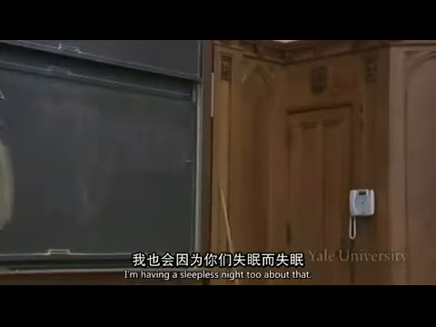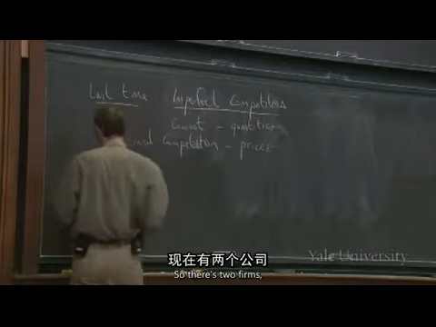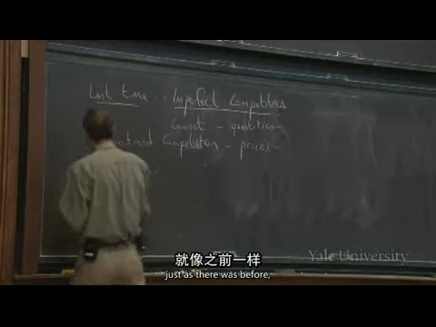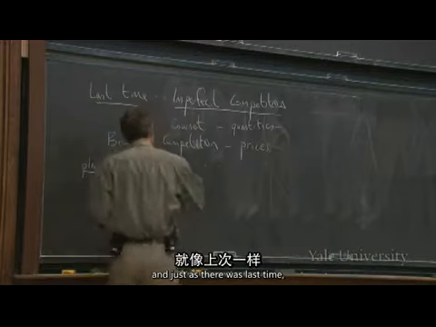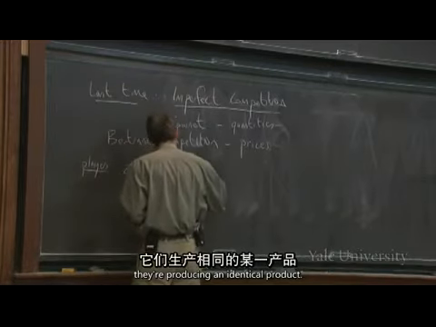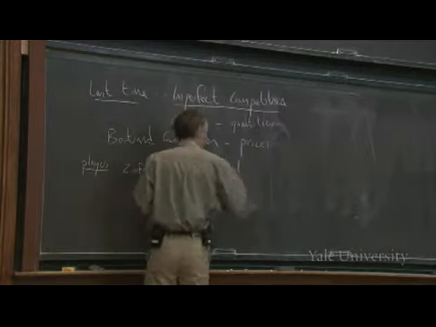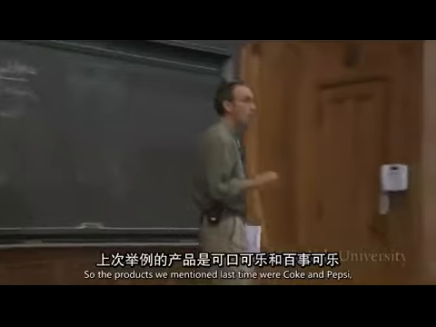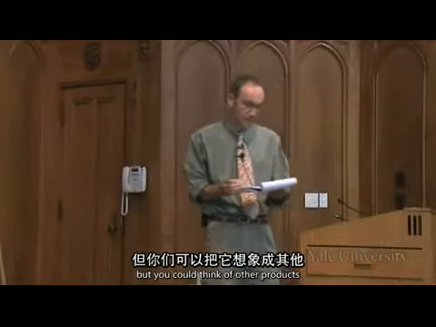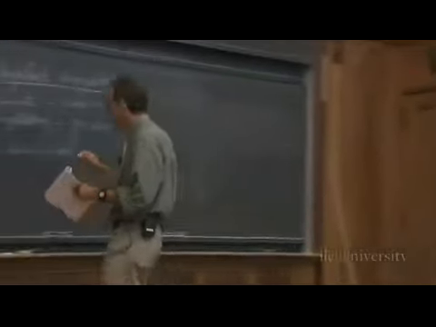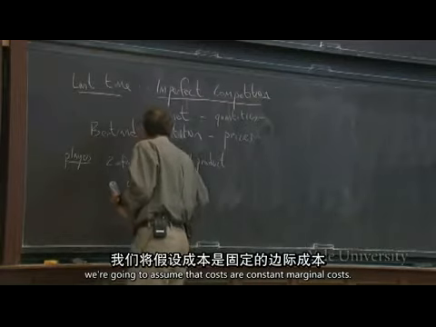All right. So there's two firms, just as there was before, and just as there was before, the players are those two firms, and just as there was last time, they're producing an identical product. All right, so the products we mentioned last time were Coke and Pepsi, but you could think of other products that are pretty much identical. Right? And just as last time, we're going to assume that costs are constant marginal costs.